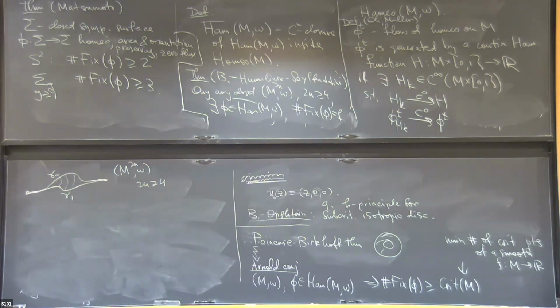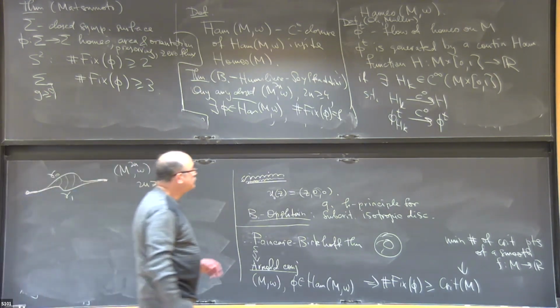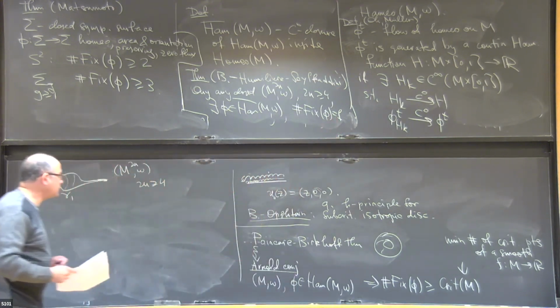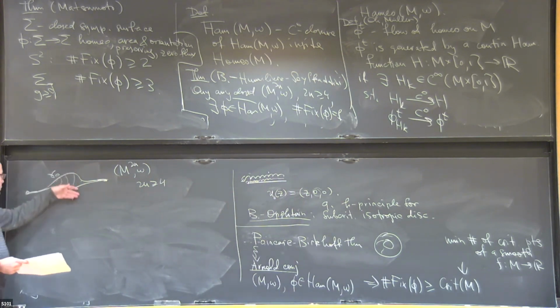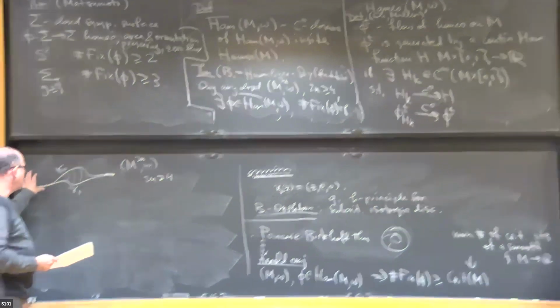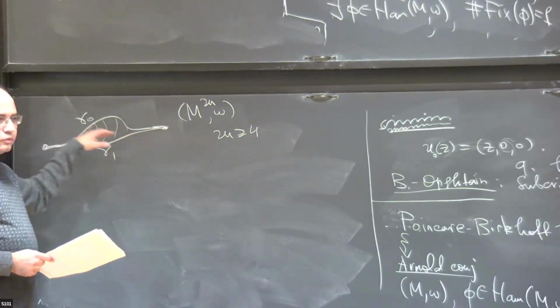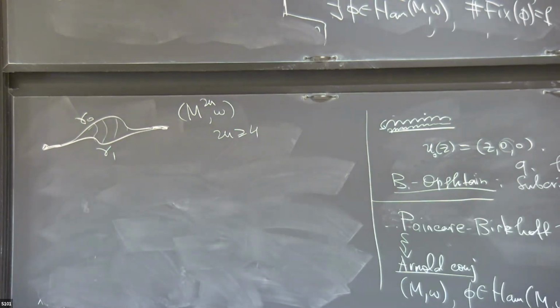And moreover, if we want to construct this more restricted example, we need to require that the Hofer norm of this flow is as small as we want. This can also be achieved. And this flow is supported in some small neighborhood of this.